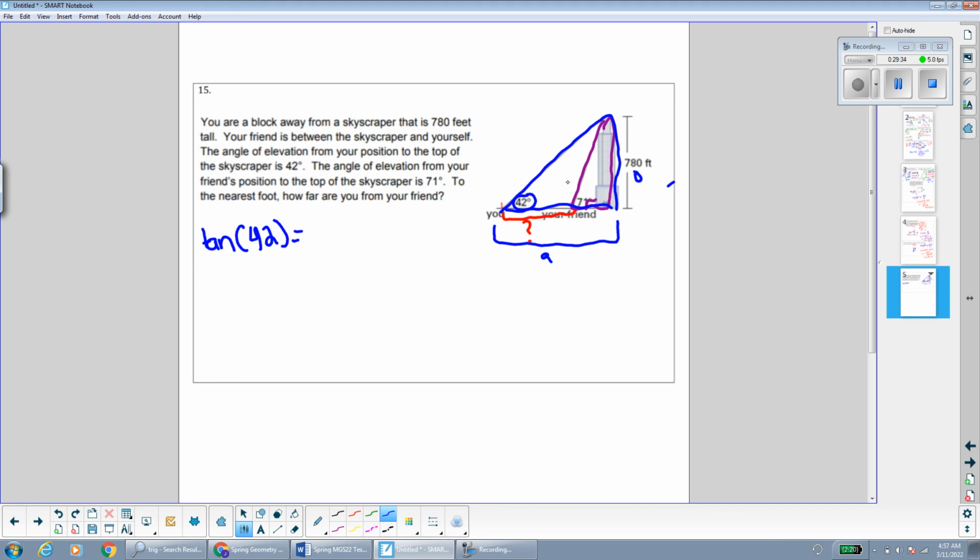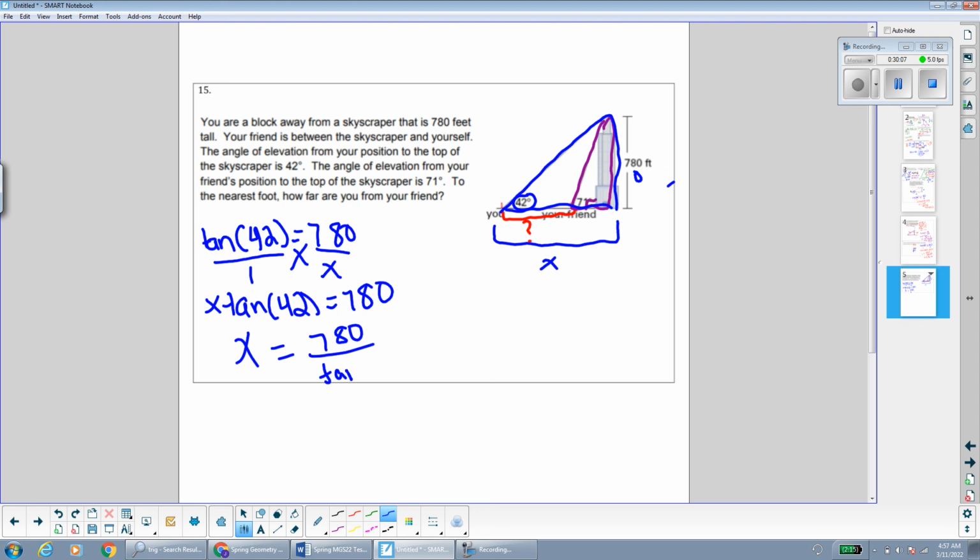Tangent of 42 is equal to opposite, which is 780, over adjacent, which we don't know, so I'll call it x. And just to make this a little bit more clear, I'm going to label this as x so that we can keep in mind that this is what we're solving for. I'm going to put this over 1 and cross multiply: x tangent 42 equals 780. Dividing by tangent 42, we have x equals 780 over tangent 42.